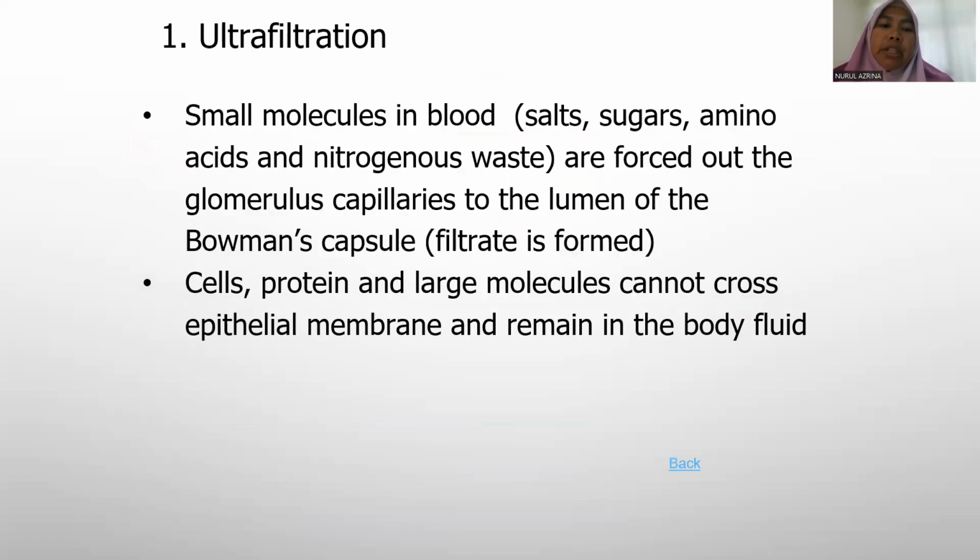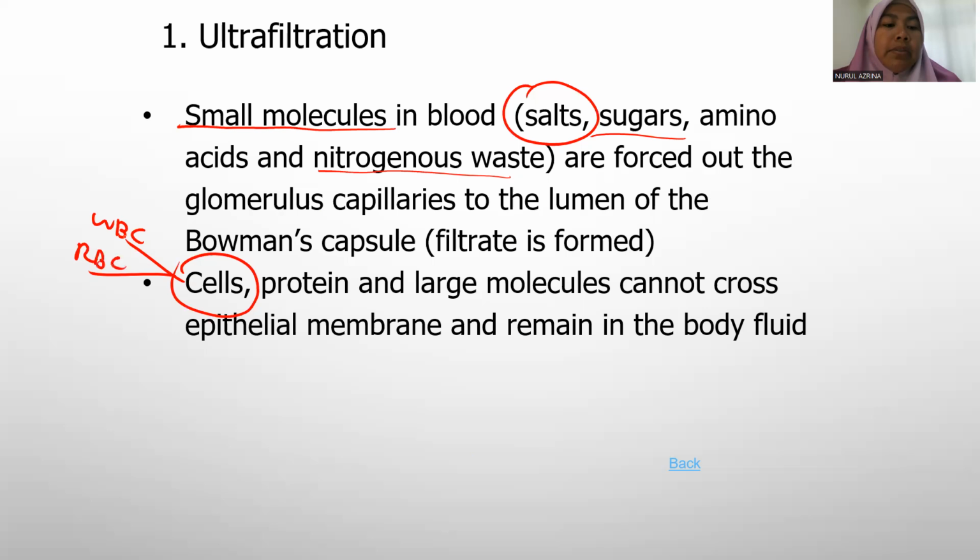Okay, ultrafiltration. Ultrafiltration is a process where small molecules in the blood, like salt and HCl, sugar like glucose, amino acids, and nitrogenous waste, pour out from the glomerulus into the lumen of Bowman's capsule. Blood cells, the white blood cells and red blood cells, and proteins, albumin for example, and large molecules cannot cross the epithelium of the tubule or of the nephron and will remain in the body fluid.